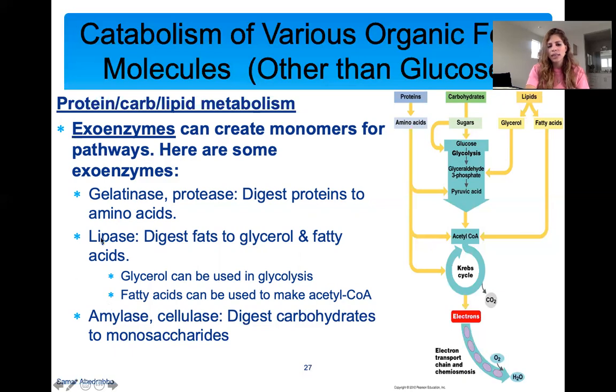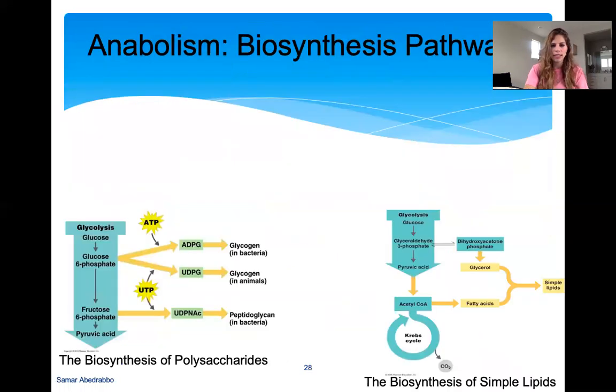Lipase is an exoenzyme. Lipase is released so that it can break down fats into glycerol and fatty acids, which are then easily brought in the cell. Glycerol can be brought into glycolysis, and fatty acids can be used to make acetyl-CoA. Amylase and cellulase are carbohydrate exoenzymes, used to break down sugars or carbohydrates to their individual monomers. So know the definition of exoenzymes, and these are examples. Lipase breaks down fats, gelatinase and protease break down proteins, and amylase and cellulase break down carbohydrates into monosaccharides.